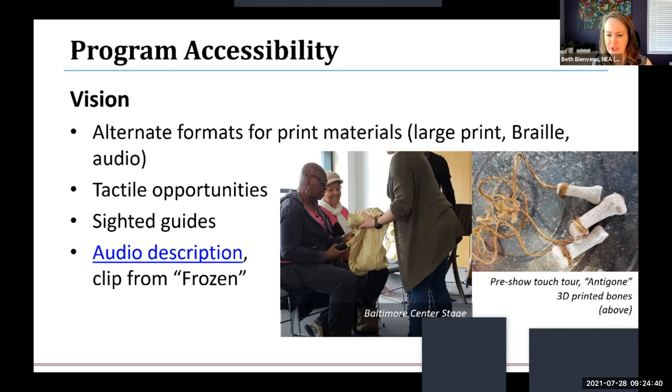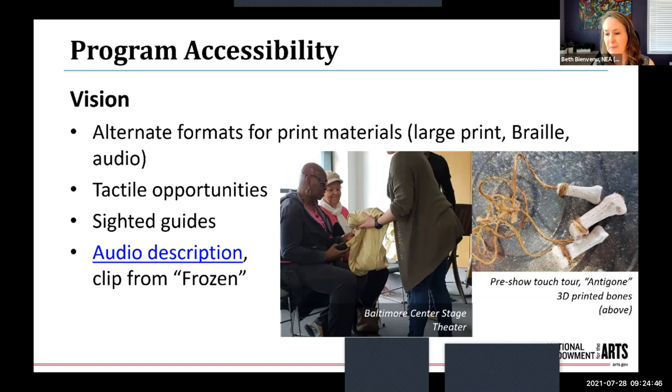And so there's two images on the screen from the Baltimore Center Stage Theater. And it's from a pre-show touch tour of the play Antigone. And on the right is an image of 3D printed bones. And these are white, small bone objects. Actually on the screen, they're small, but they're probably a little larger in person. They're wrapped in twine. So they're used in some way in the play. And on the left is a photo of two individuals who are seated touching fabric. So it's probably costumes from the show, and people are standing there holding them out for people to touch. So this is an example of a pre-show touch tour.